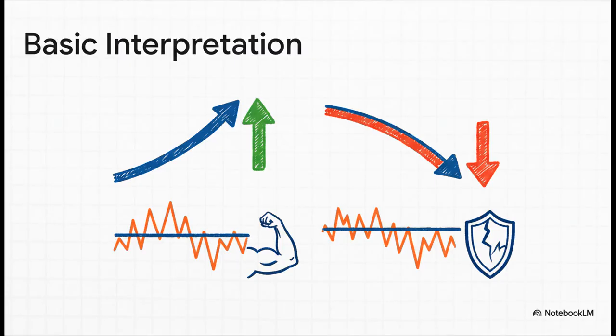The most basic way to read it is just look at which way it's pointing. Seriously, if the moving average is angled up, you're in an uptrend. If it's pointing down, you're in a downtrend. It's that simple. And generally, when the price is trading above that average line, that's seen as a position of strength. If it's below, it's seen as weakness.